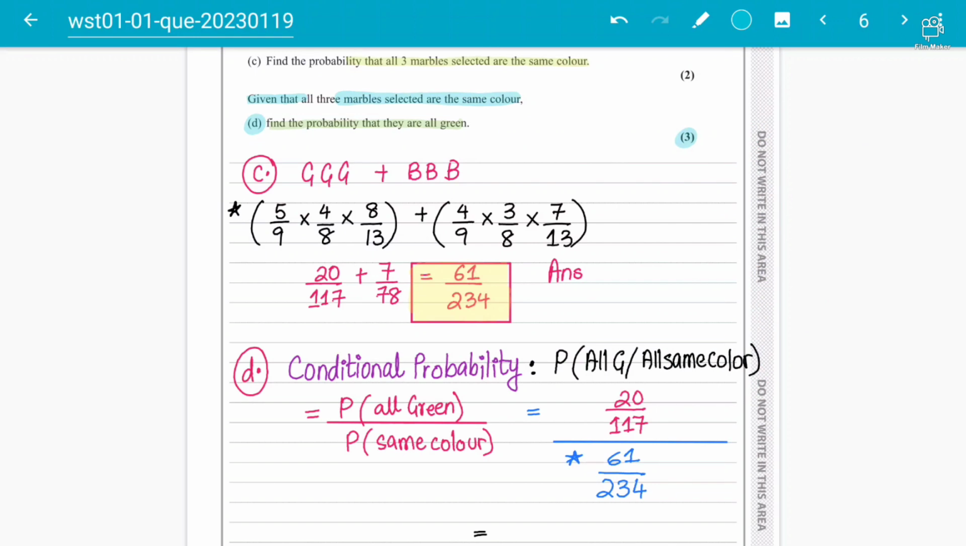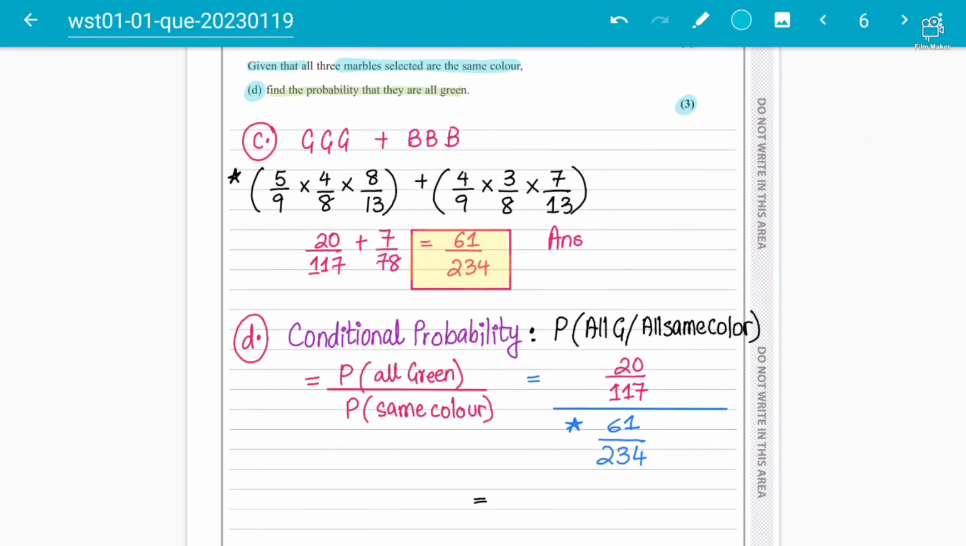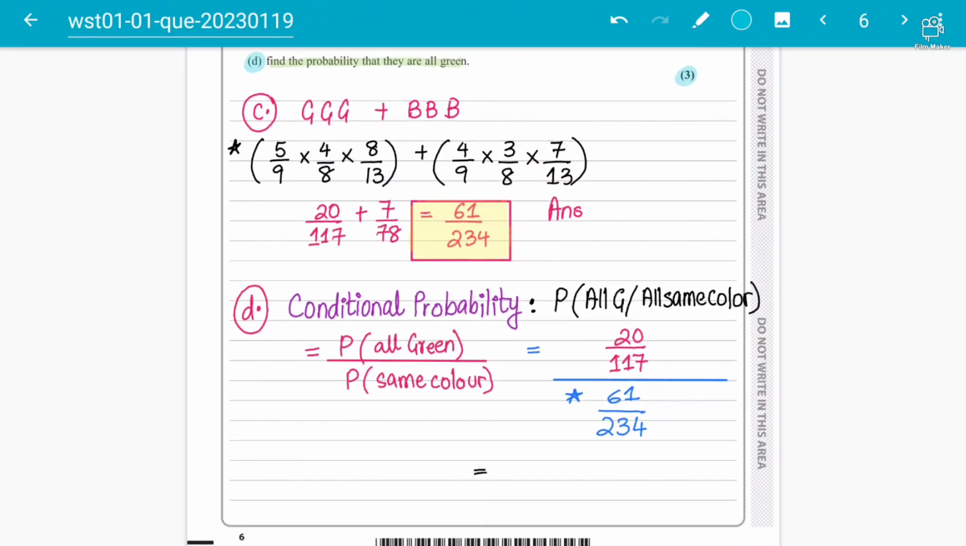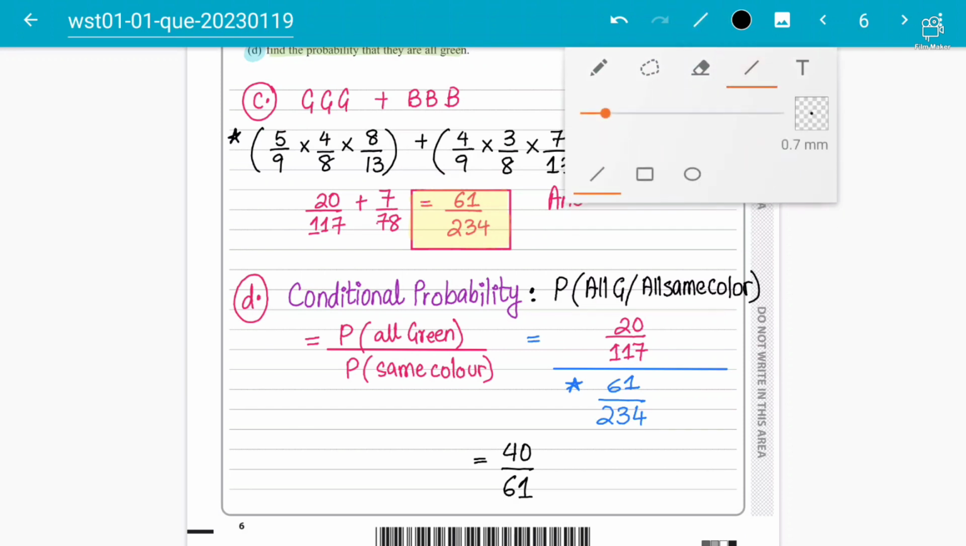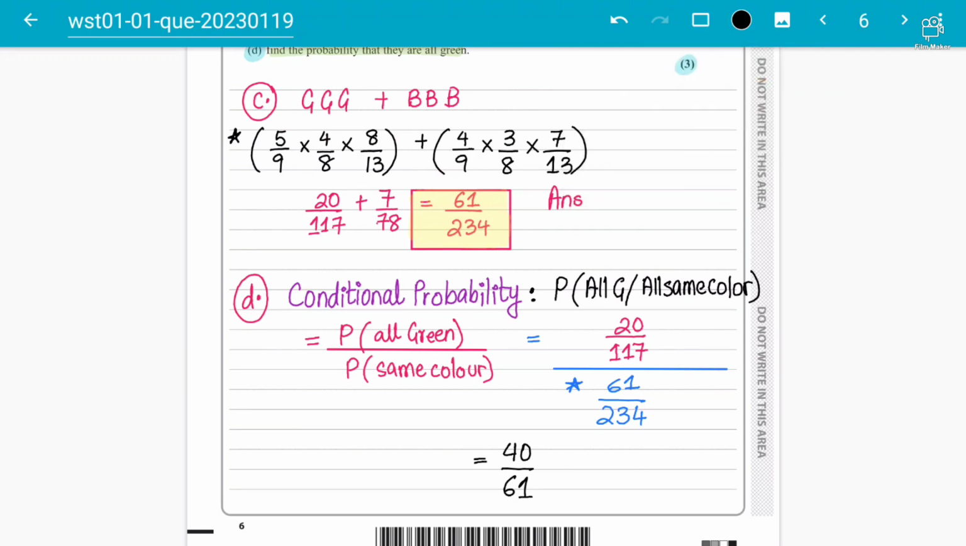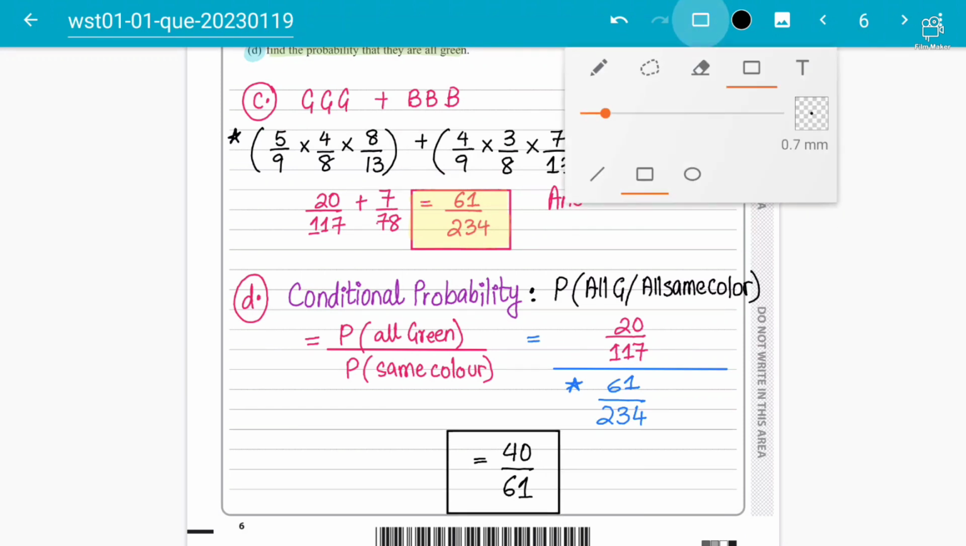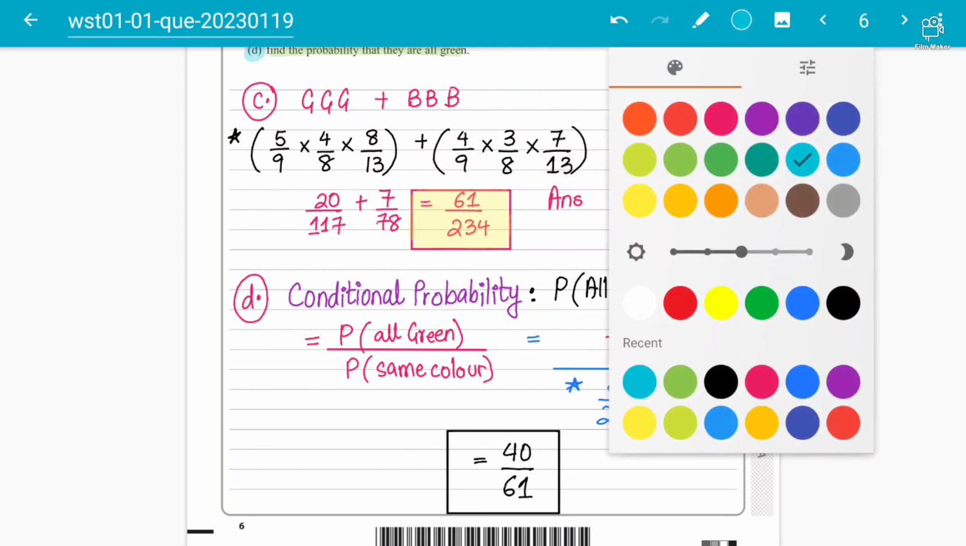So this will come in the denominator, given that all three marbles selected are the same color, and the probability that they are all green will come in the numerator. So 20 divided by 117 divided by 61 upon 234, just put it in the calculator and you are going to get 40/61 as the official answer. You can write it in decimal as well, but it is better to give it in fraction form, in its simplest form. So we got 40/61, and that is how you solve conditional probability.